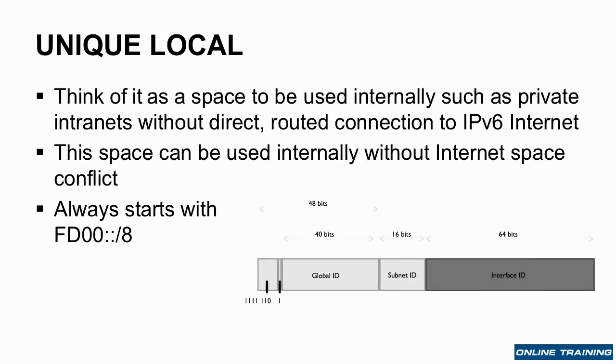This replaced an old site local address that had some problems. And so with this address, this is really the same as 10.0, 172.16, 192.168. Here, the first 7 bits are always 1111.110. The 8th bit is also always 1. So that's going to give me FD00.